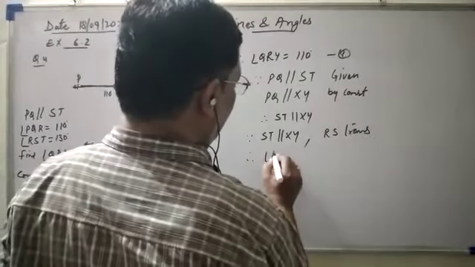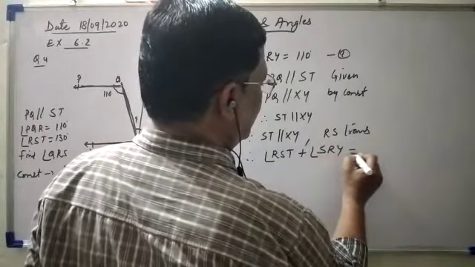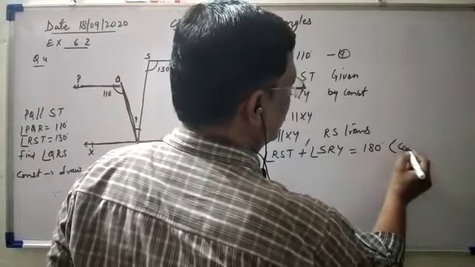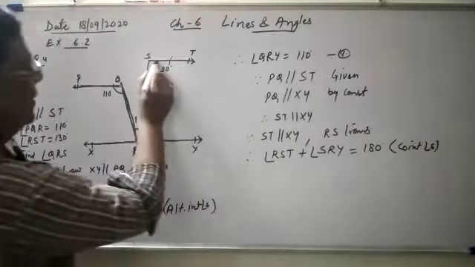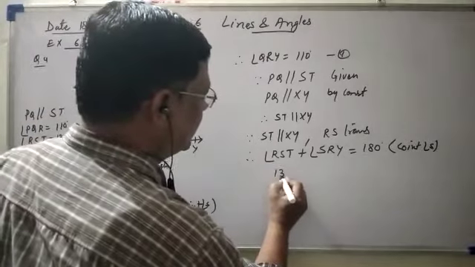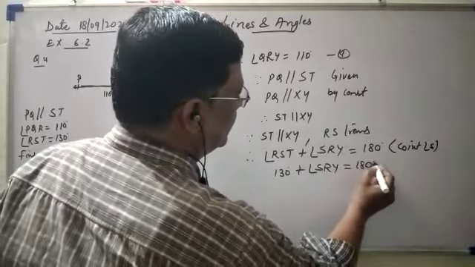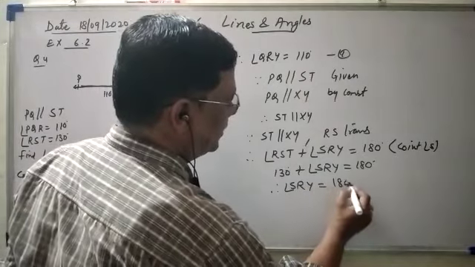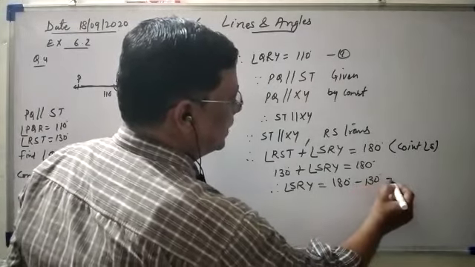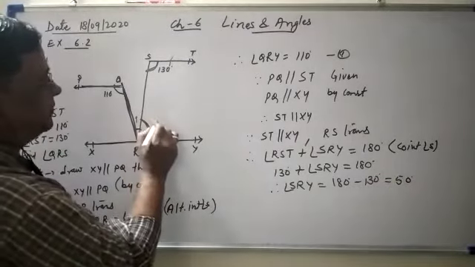therefore angle RST plus angle SRY is 180 degrees. These are co-interior angles. Okay, this angle and this angle, these are co-interior angles. Now we have the value of this, 130, plus angle SRY, that is 180. So angle SRY is 180 minus 130. So we will have the value of this angle as 50 degrees. This much angle is 50 degrees.